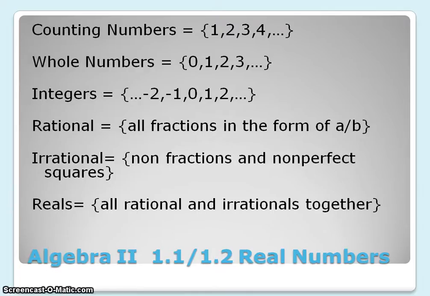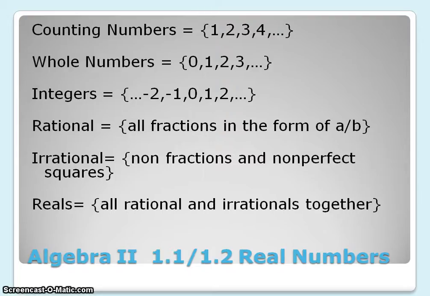Next up, we've got our rational numbers, and these are any kind of number that we can put in the form a over b. So like the number 2 can be put in the form 2 over 1, so that would be a rational number. Anything that we can put into a fraction. Irrational numbers are numbers that you can't put in a fraction. Good examples: non-perfect squares, the square root of 3, not a perfect square, not rational.